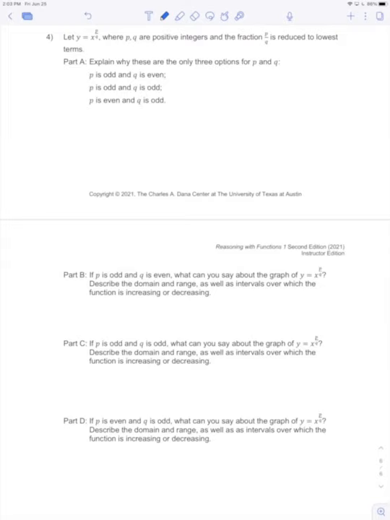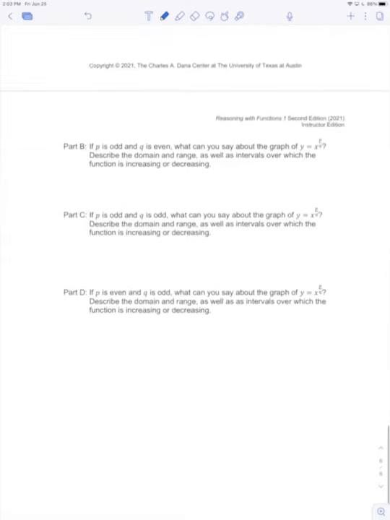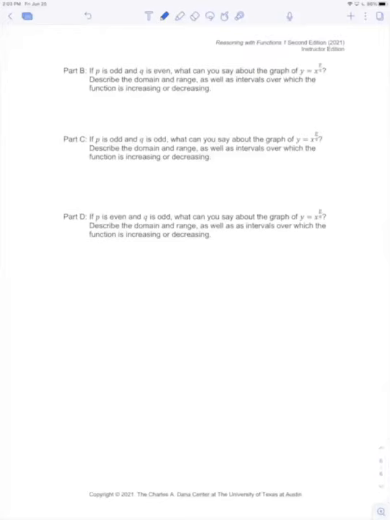So let's go ahead to part B. I'm just going to scroll up here. So part B, it says, if p is odd and q is even, what can you say about the graph of y equals x to the p/q? Describe the domain and range, as well as intervals over which the function is increasing or decreasing. Okay, so in this case, the domain is going to be 0 to infinity, and the range is also 0 to infinity. And the graph's going to go through the origin, it's going to go through 1, 1, and the function we can say is increasing on its domain.